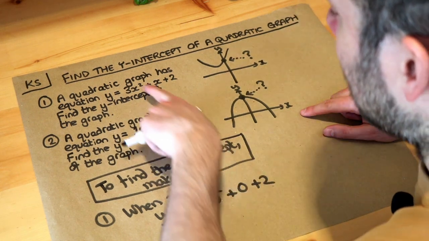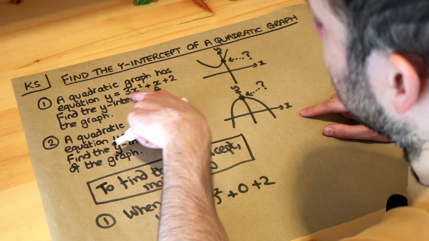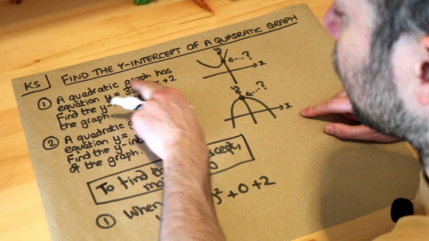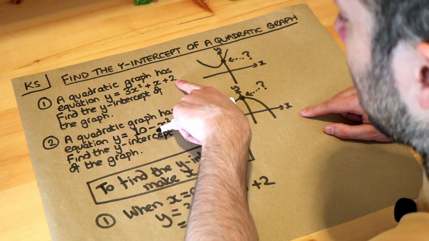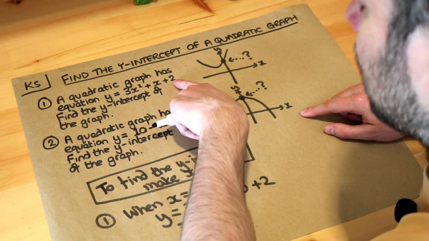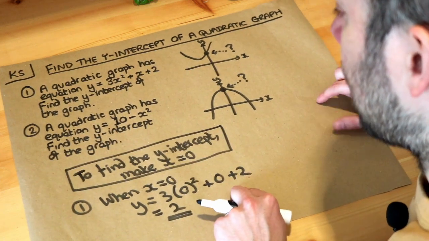You might be able to see that any term involving x, if x is 0, is just going to get wiped out. So if those two are wiped out, you can see that the y is going to be the non-x, non-y term, this 2 here, the constant term as we call it. Let's do the second one.